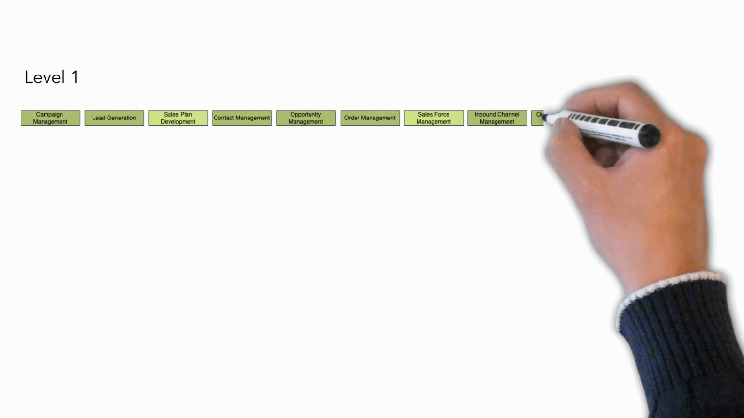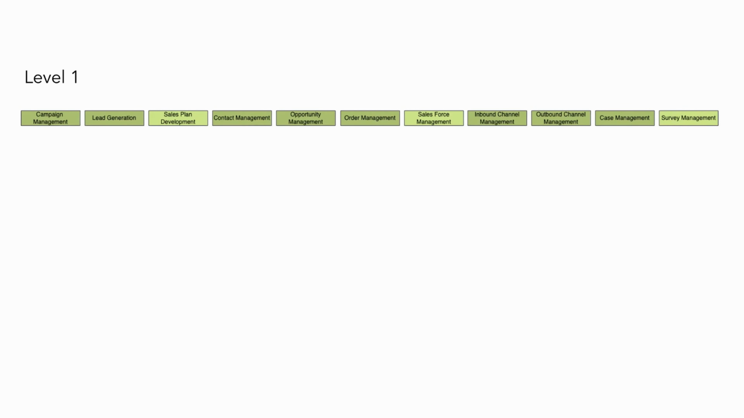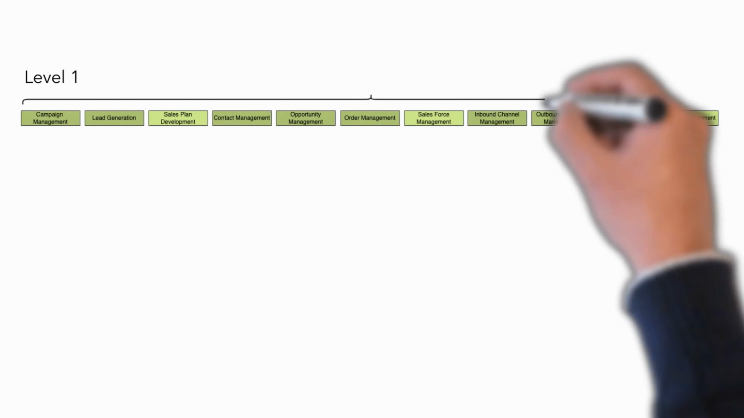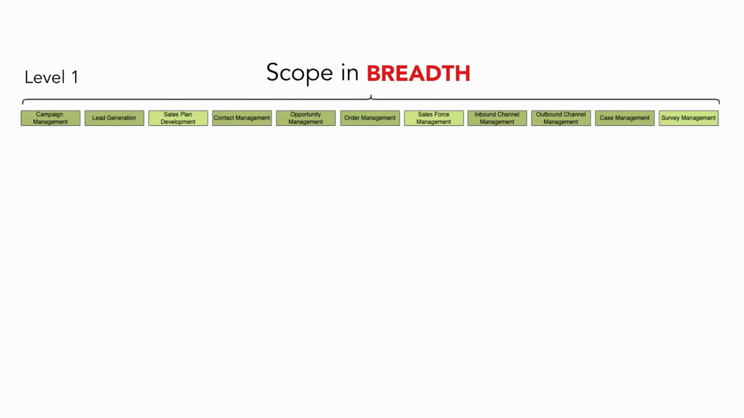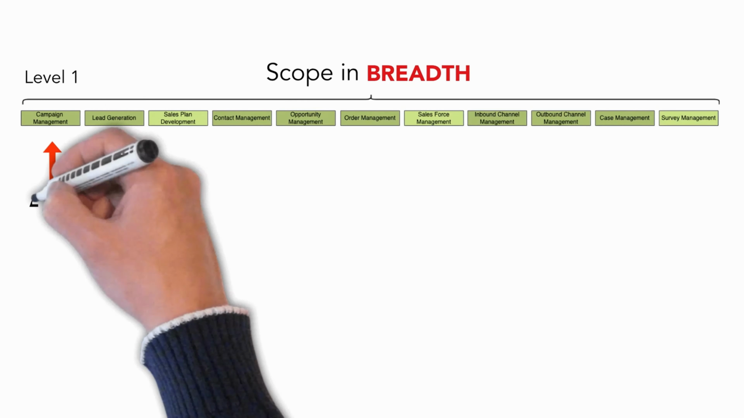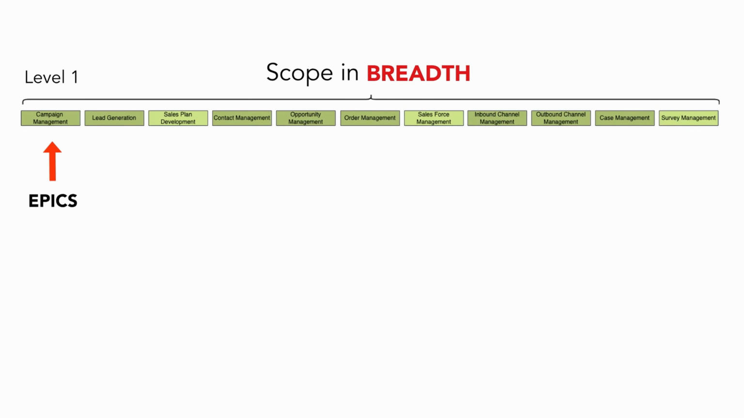We extract and horizontally place the green level 1 capabilities. To avoid overcrowding, I left some capabilities out. It describes what capabilities the new CRM needs to support, and it forms the scope in breadth, also called the horizontal scope. Assuming we will use Agile methods to develop the new CRM, level 1 capabilities become epics.